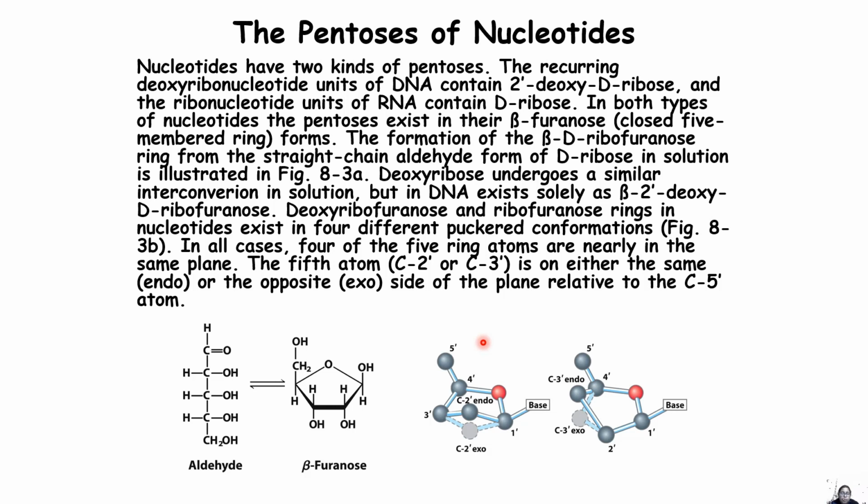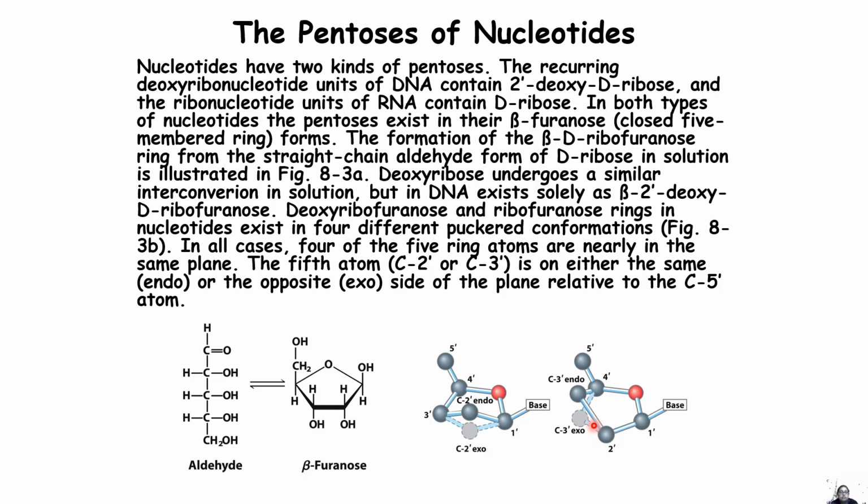So in both types of nucleotide, the pentoses exist in their beta-furanose form, that is, a closed 5-membered ring form. The formation of the beta-ribofuranose ring from the straight-chain aldehyde form of D-ribose in solution is illustrated over here. And deoxyribose undergoes a similar interconversion in solution, but in DNA exists solely as beta-2'-deoxyribofuranose.